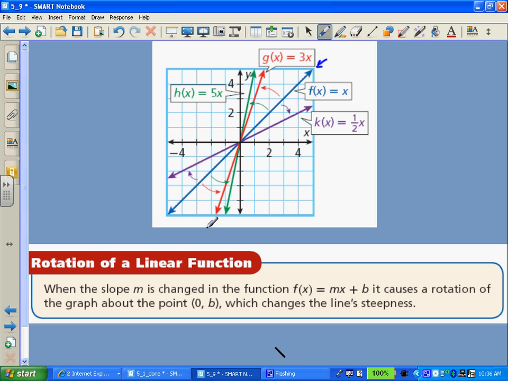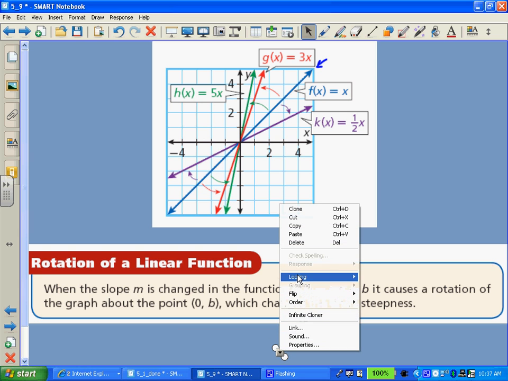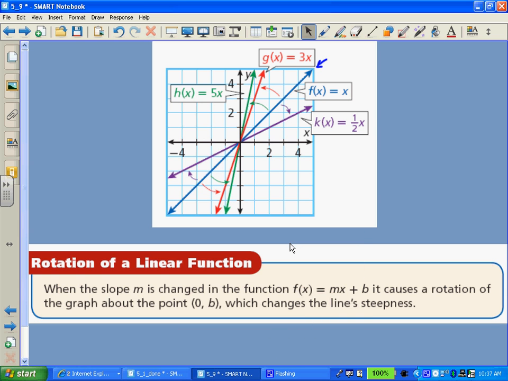Now, if it gets turned here to this red line, rotated, its equation changes to 3x. If it gets rotated a little more, its equation changes to 5x. If it gets rotated this way, down instead of up, its equation changes to 1/2 x. So what about these equations is changing? Well, it's the number in front of x, which we know is the slope. So when the slope changes on an equation, I know that that is a rotation.